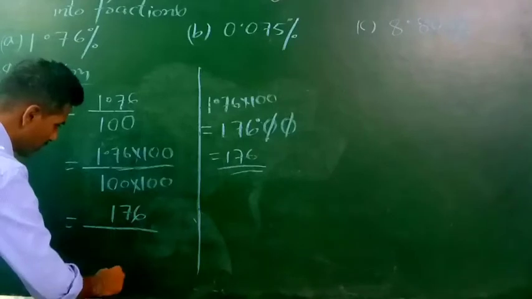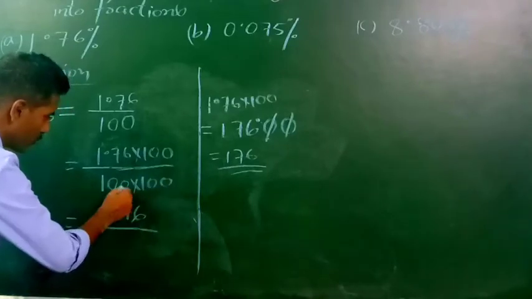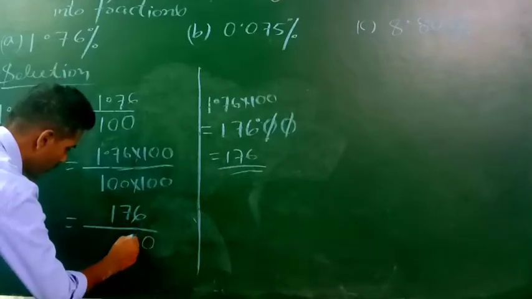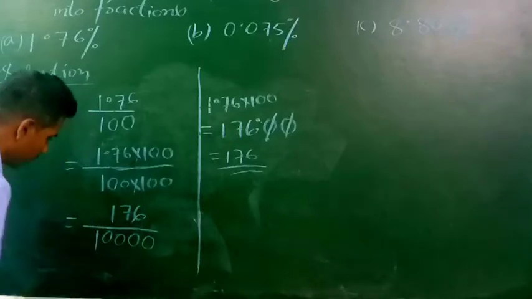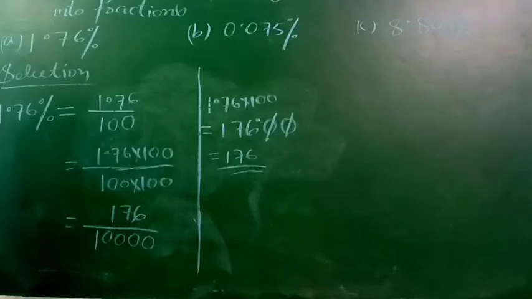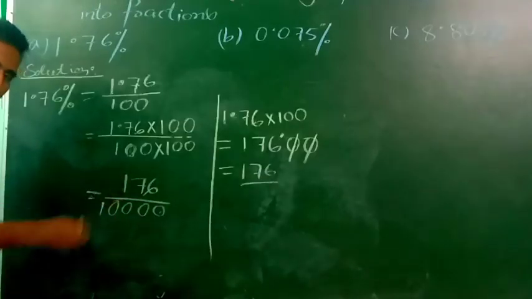See, 100 and 100 equal 10,000. How many zeros? 1, 2, 3, 4 zeros. Let us write 4 zeros, and 1 into 1 is 1. Okay, it's very simple, is it? Very easy. Now see, we have already got the fraction.